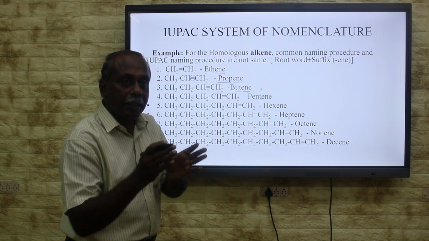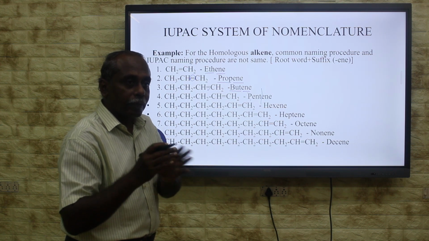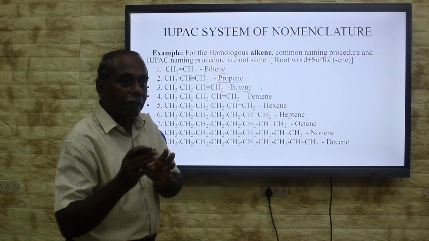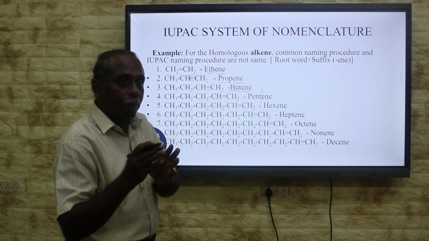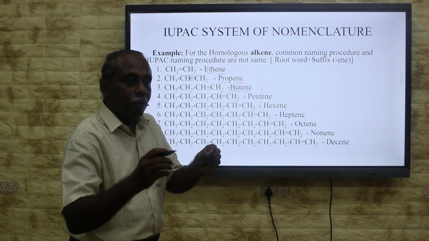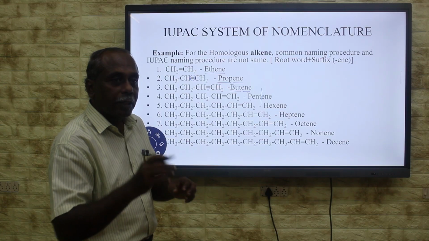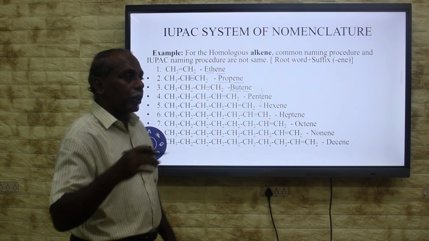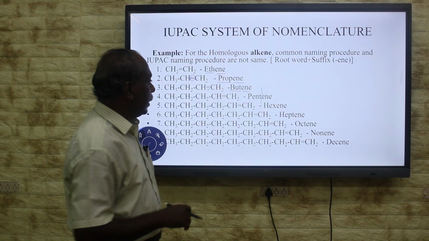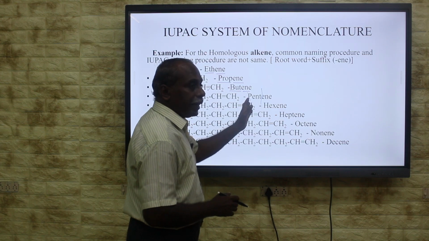Then the main fragment is the root word, which tells the number of carbon atoms in the chain. The last 2 fragments are the primary suffix and secondary suffix. The primary suffix indicates whether the compound has a single bond, double bond or triple bond. In the secondary suffix, the functional group present in the compound is given. Here, the remaining things are hidden.